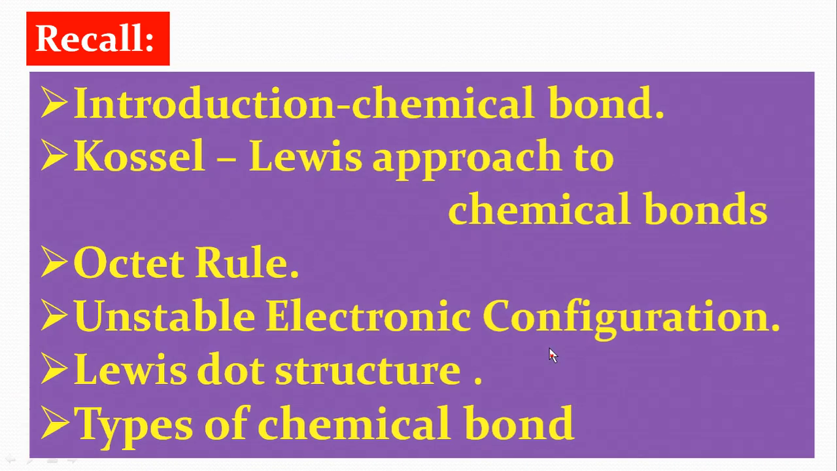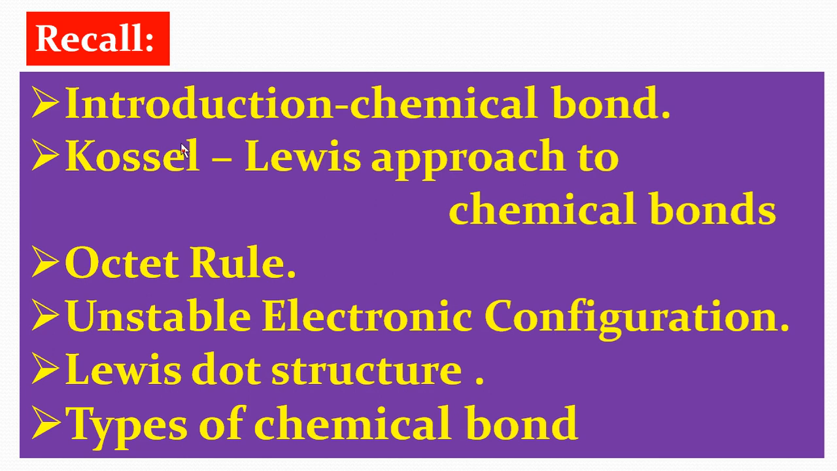Now let us recall what we learnt in the previous classes. Introduction of chemical bond, Kössel-Lewis approach to chemical bonds, octet rule, unstable electronic configuration, Lewis dot structure, types of chemical bond.